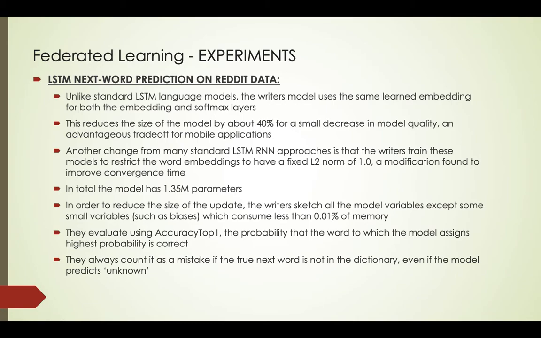In order to reduce the size of the update, the writers sketched all the model variables except some small variables such as biases, which consume less than 0.01% of memory. They evaluate using accuracy top 1, the probability that the word to which the model assigns highest probability is correct. They always count it as a mistake if the true next word is not in the dictionary, even if the model predicts unknown.